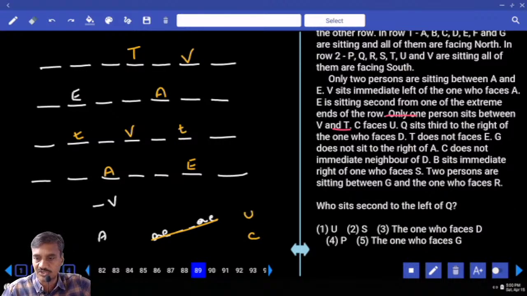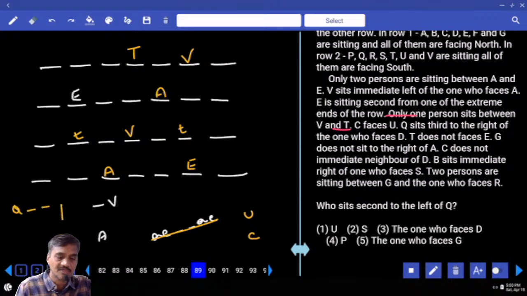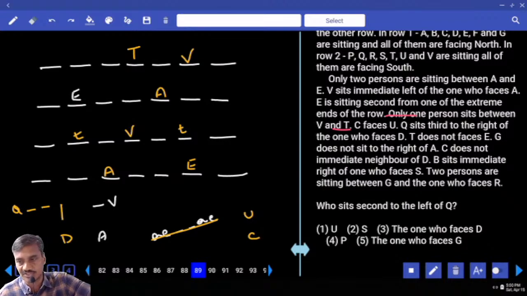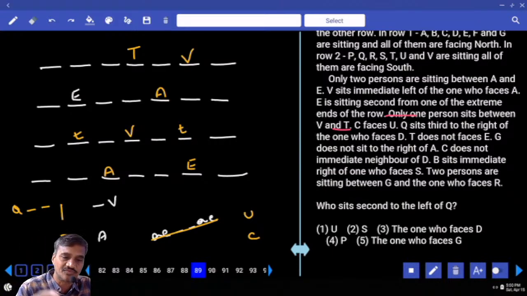And Q sits third to the right of the one who faces D. Now D's opposite, their third right is Q. Right? And third right is D. And Q sits third to the right of D. D does not face E. Now T does not face E. Hence in this case T cannot be here, and T must be here.